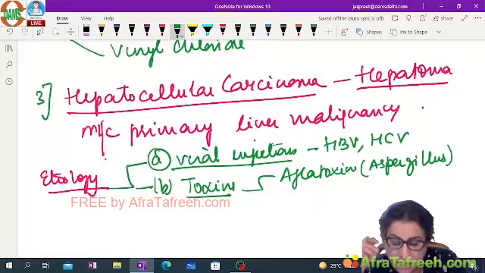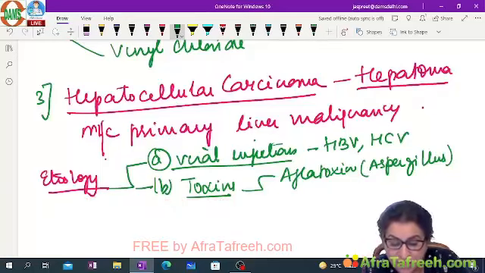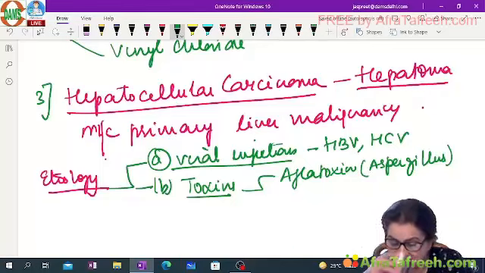Yes, Adesh, you are absolutely right. Colon, stomach, pancreas, that is GIT. And after GIT, you have breast and lung producing metastasis to the liver.